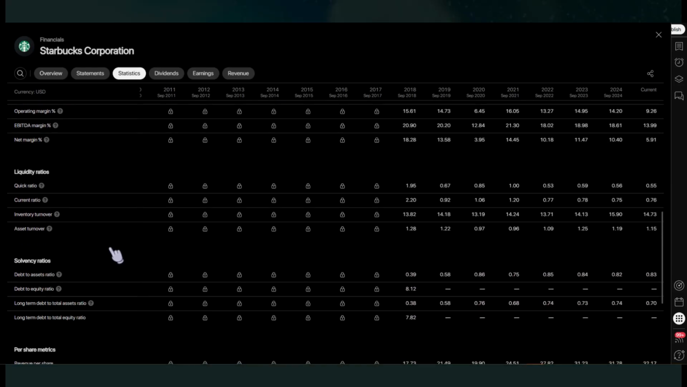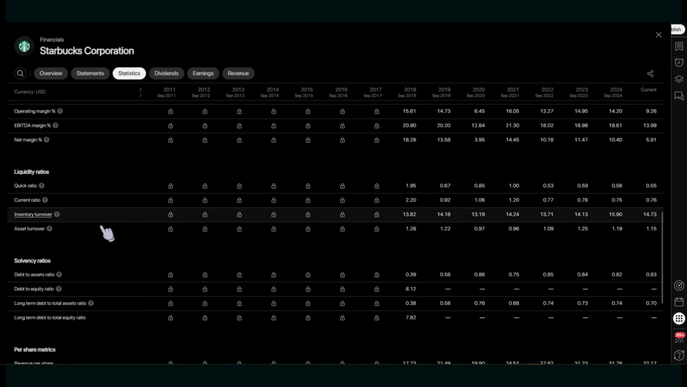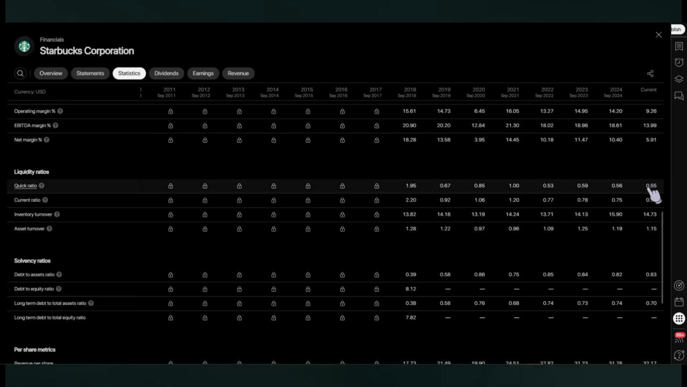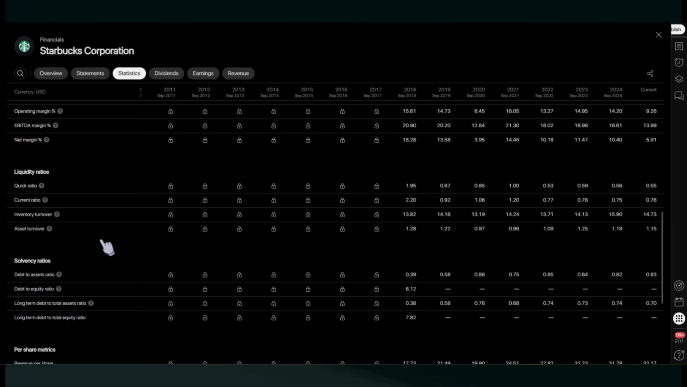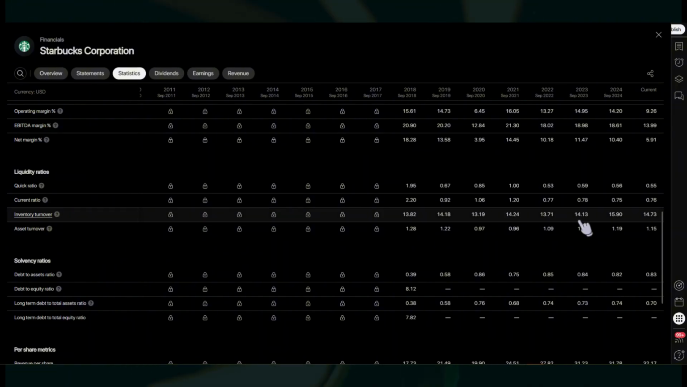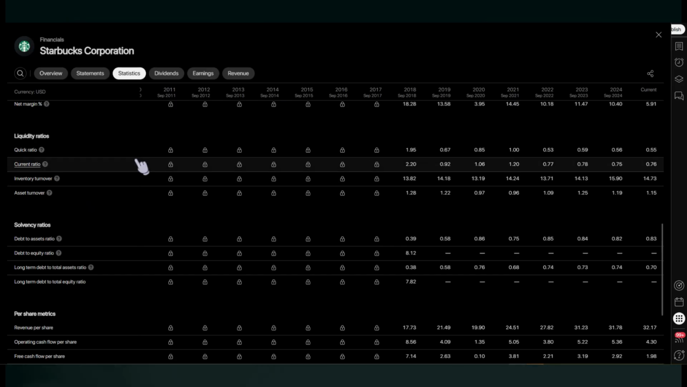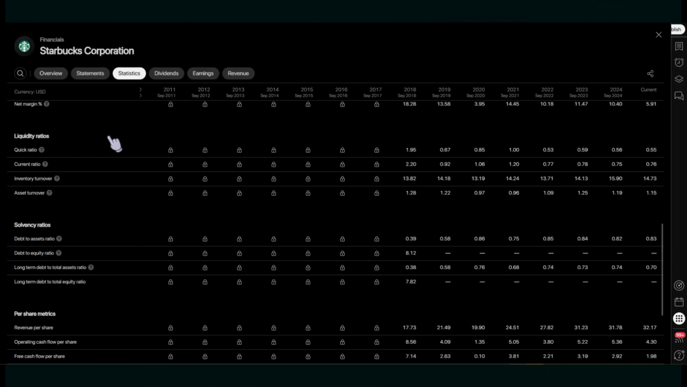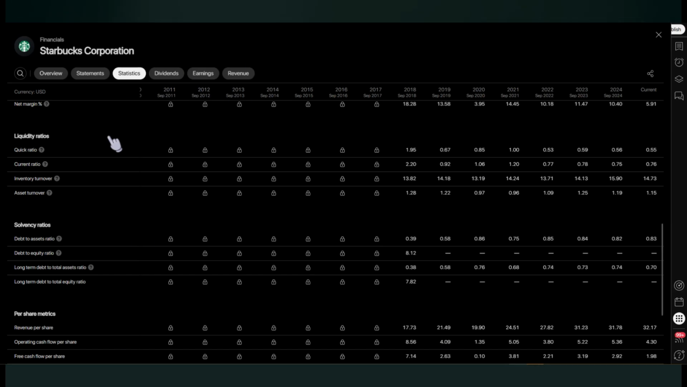Third, liquidity and solvency. This is where it gets a bit sketchy. The quick and current ratios are below 1 and debt is high relative to assets. Starbucks is leveraged. But here's the thing. They generate cash fast so they can handle it. Still, if there's a major economic downturn and people stop buying lattes, that debt could become a problem.